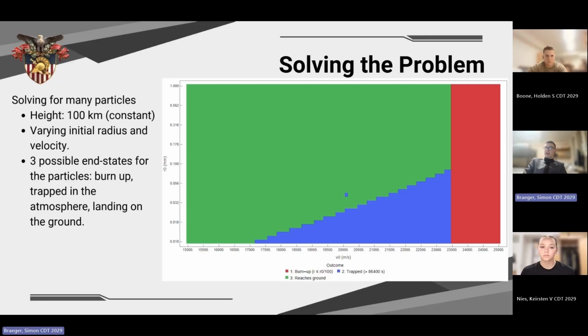Firstly, burn up, as defined by the red in this graph. Second, getting trapped in the atmosphere for longer than a day, so they don't settle with the other particles, which is the blue color in this graph. And then finally, reaching the ground within a day, which is the green color of this graph. As you can see, there are three different outcomes that occur for many different particles. This allows us to use this data to see exactly what will happen for a certain particle. We can take pretty much any velocity and radius, and we'll have an accurate idea of exactly how this particle will end up on Earth.